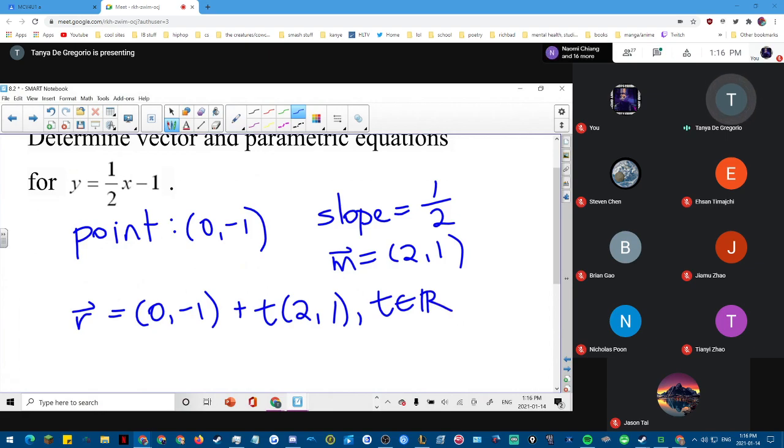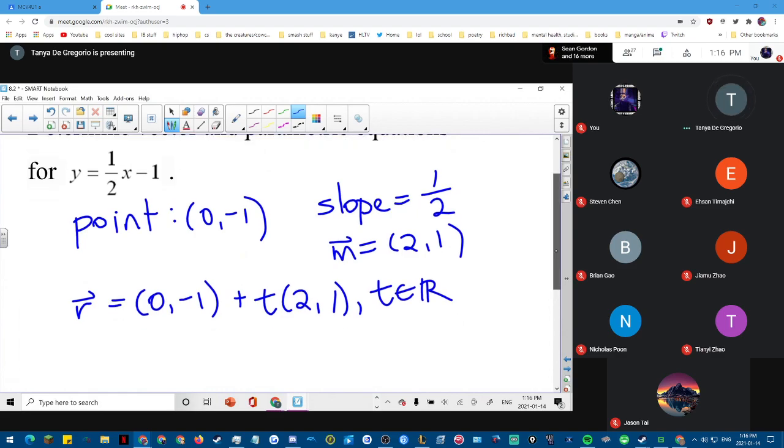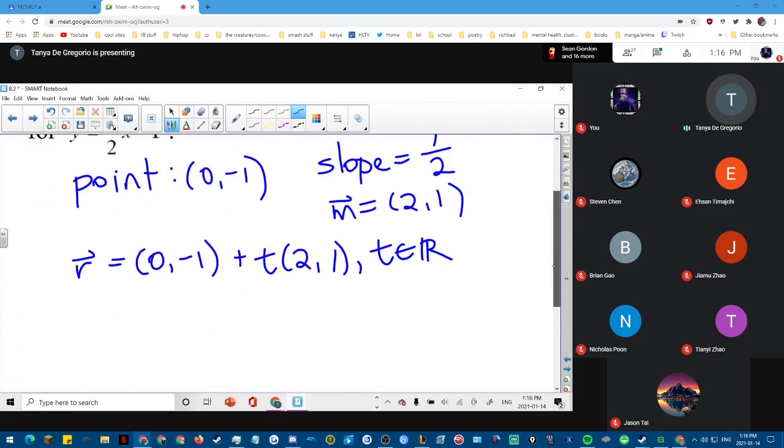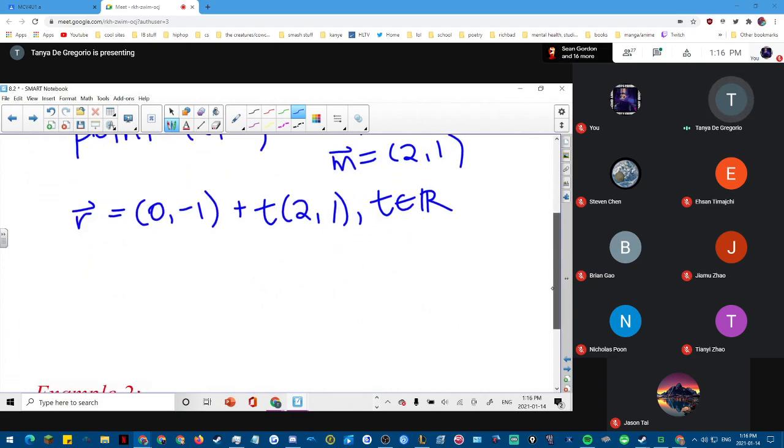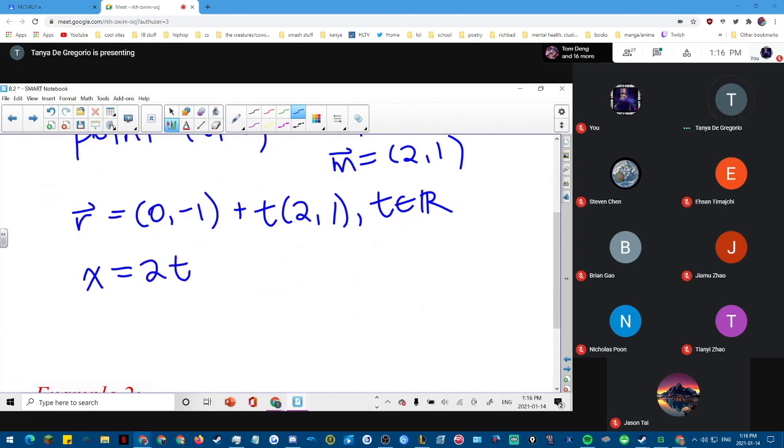Can t equal 0? No. Okay, t cannot equal 0. All right. So there's my vector equation. I want to write out parametric equations now. So simple. x equals, well, it's 0 plus 2t, so it's just 2t. And y is equal to negative 1 plus t. Those are my parametric equations.